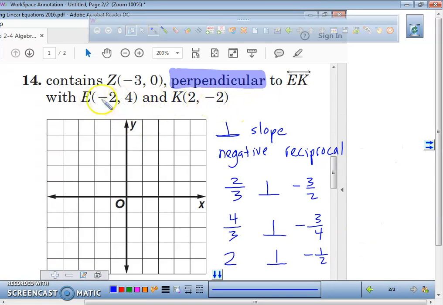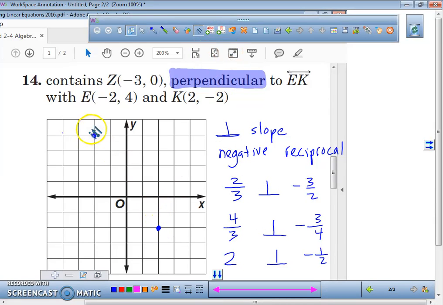Okay. So what we're going to do is plot EK first. So we have negative 2, positive 4, right here. So we have to go negative 2 and up 1, 2, 3, 4. Good job. You guys are paying attention right there. All right, and we have 2 negative 2. So what we're going to do first is draw this line in.